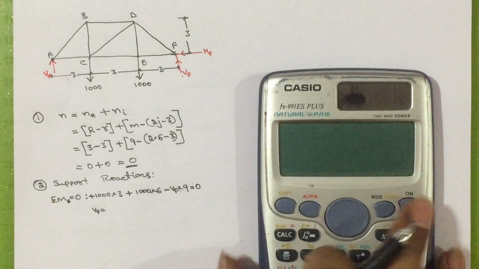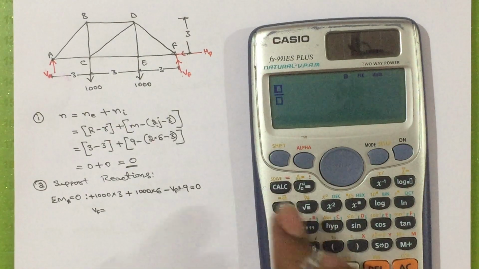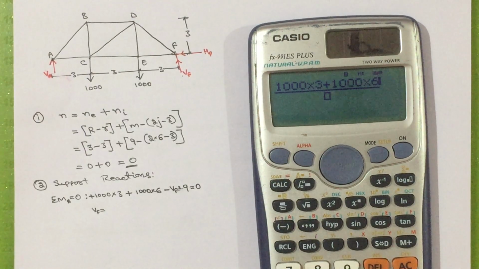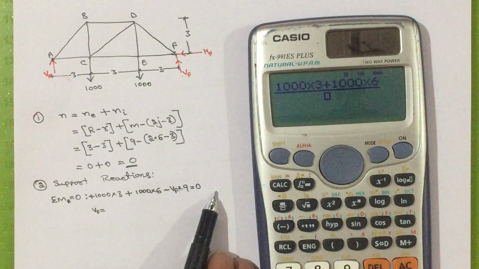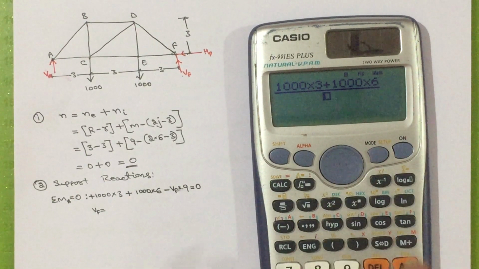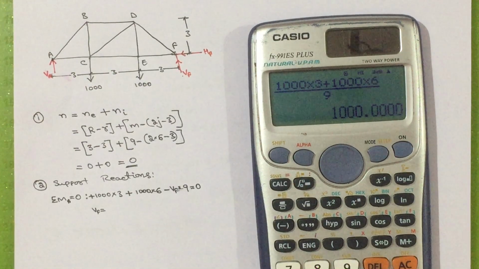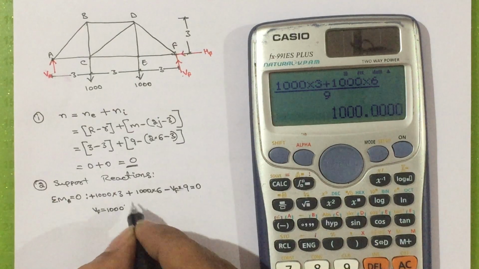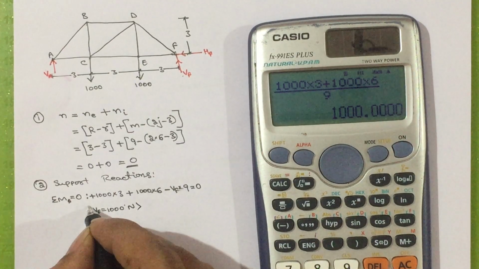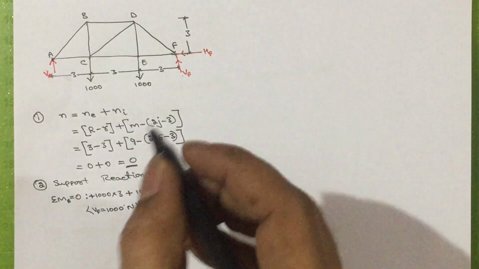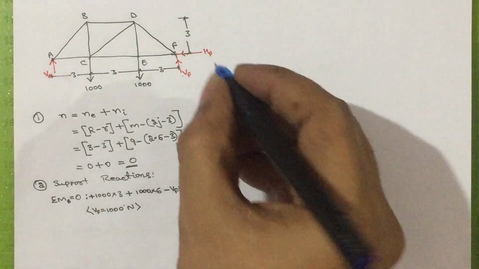So, calculate. 1000 into 3 plus 1000 into 6, this minus VF into 9; if it goes to that side, it becomes plus VF into 9, then divided by 9, you are going to get 1000 Newton. So, once you get the value, you update it in the diagram. VF, we got it as 1000.